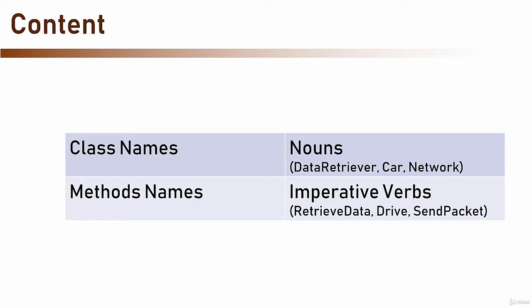The reason for this is that a class should always represent an entity, which is described as a noun, while a method should represent an action on this entity and should be named accordingly.